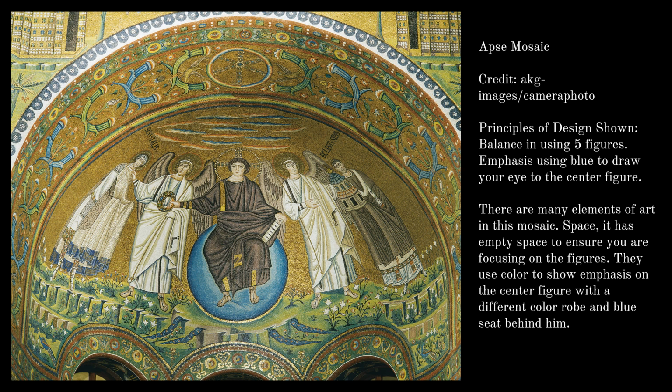They use color to show emphasis on the center figure with a different color robe and the blue seat behind him. There are just so many different layers of art in this and elements that we use currently today, and we can learn so much from all of this previous artwork that has been beautifully made over the years.